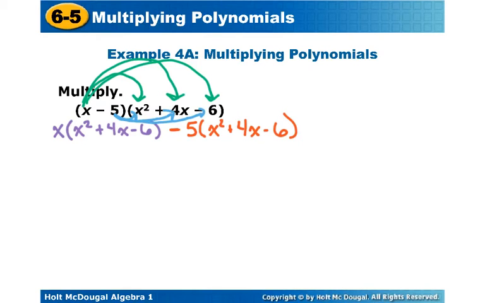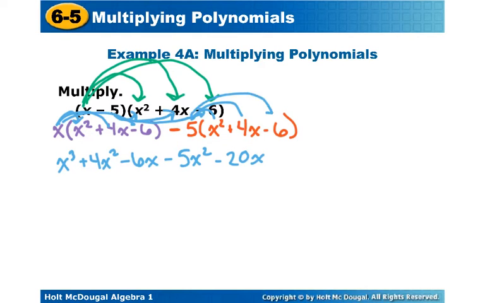So, doing the math now, x times x squared is x cubed, x times 4x is 4x squared, x times negative 6 is negative 6x, negative 5 times x squared, negative 5x squared, negative 5 times 4x, negative 20x, negative 5 times negative 6, negative 30.